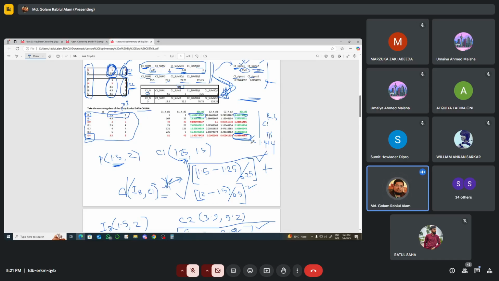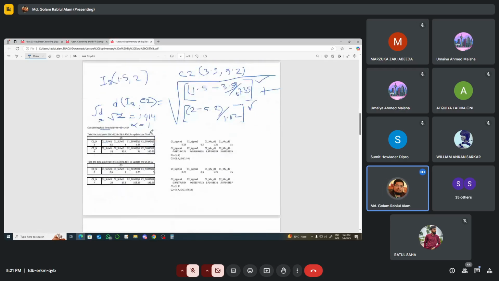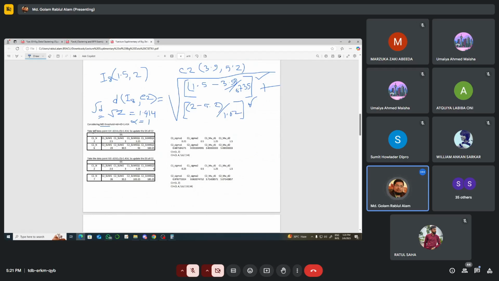This value is less than that. So if this value is less than that, then we have to add this one in our DS, that is the discard set. So that's what we have done here. Take the data point I14. The distance from I14 to C2 is less than the threshold, so that means update the DS to C2. Okay, C2, that means we have to update C2.